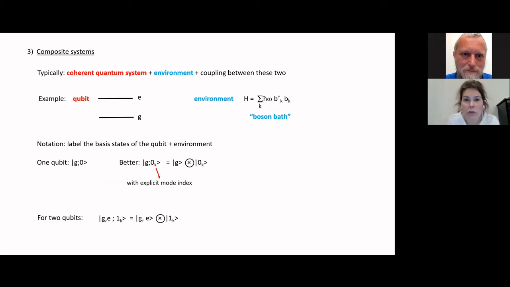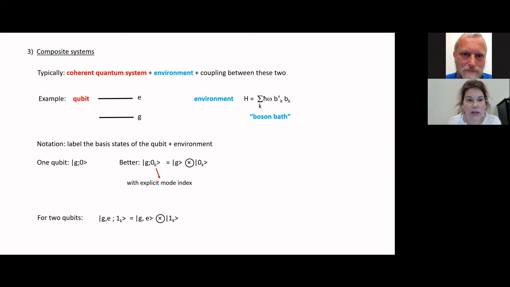If there are more qubits, we have to say which state they are in. So imagine there are 2. The first qubit is in the ground state, the second qubit is in the excited state, and let there be one mode, one k mode in the environment. So that we write down like this. And you can again also write this as a tensor product. The left part of the tensor product is the state of the 2 qubits, g and e. And the right part of the tensor product is the mode in the environment, 1k.